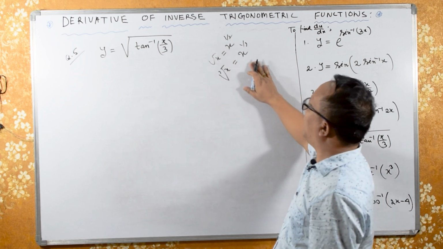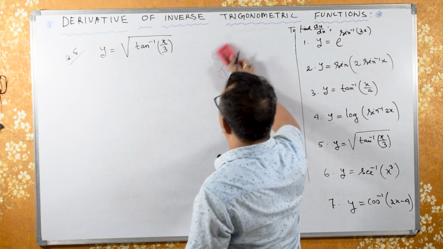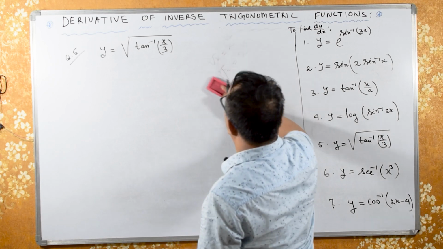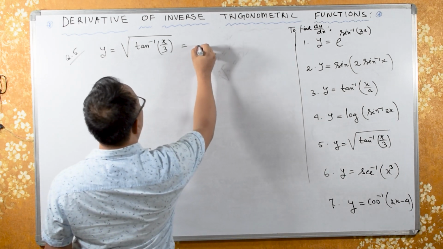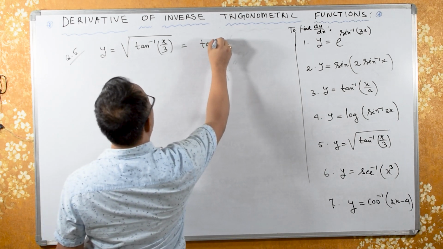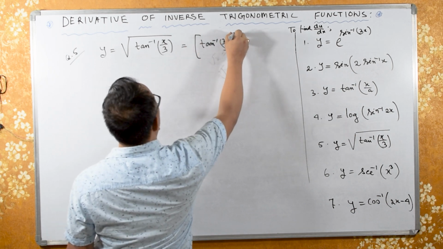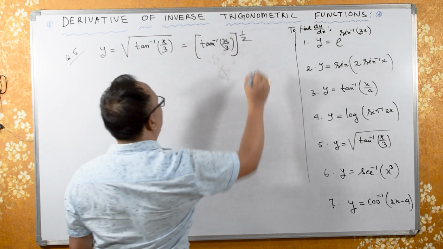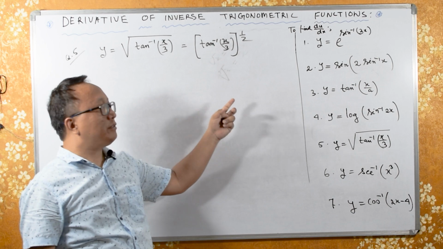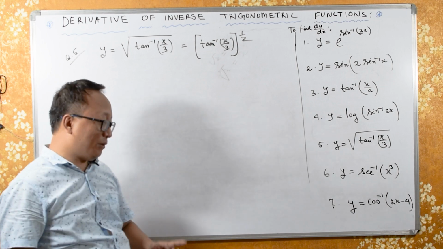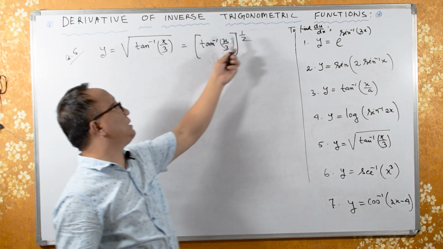So I will write square root of tan inverse x by 3 as tan inverse x by 3 raised to 1 by 2. Why? Because I am going to use d by dx of x raised to n. Okay, x raised to n is n into x raised to n minus 1. I am going to use that. That's why I am writing this square root as 1 by 2.